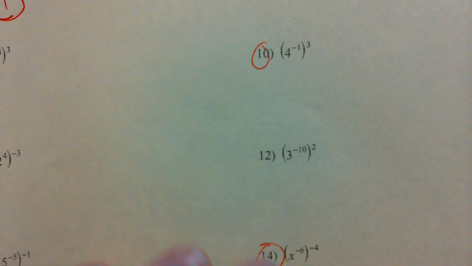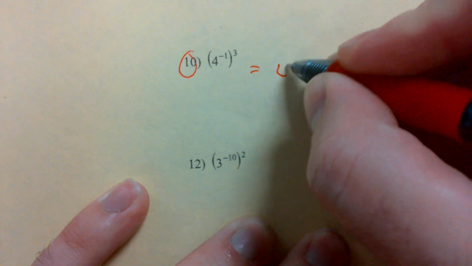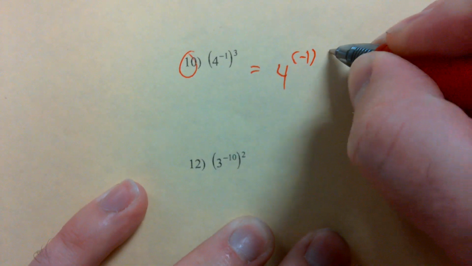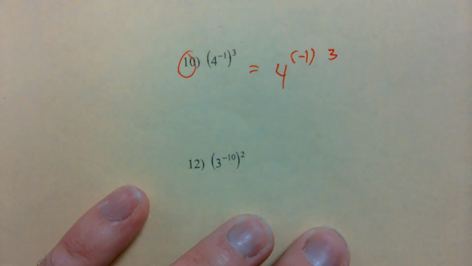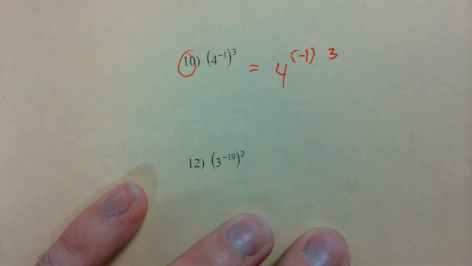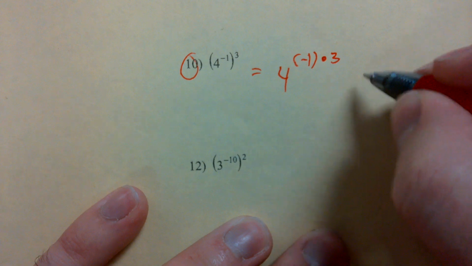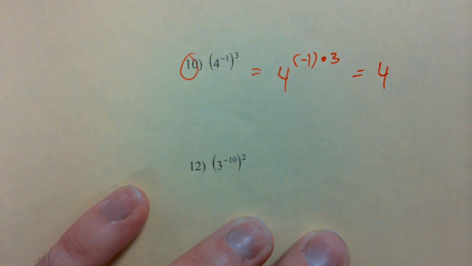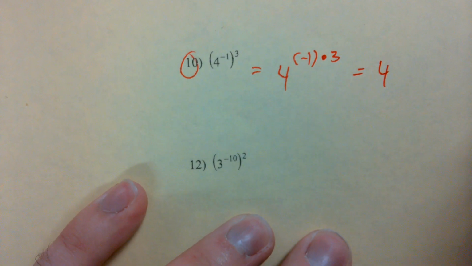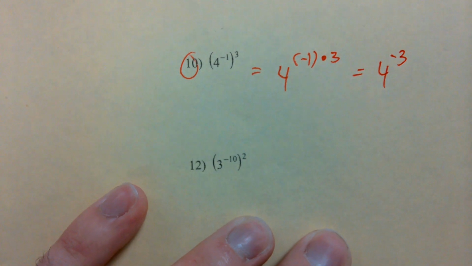Number 10, we keep our base of 4 the same. And what do we do with -1 and 3? Yeah, we multiply them, exactly. Same thing for every single problem. We just multiply the exponents together. We get 4 to the what? -3. Are we done? No.